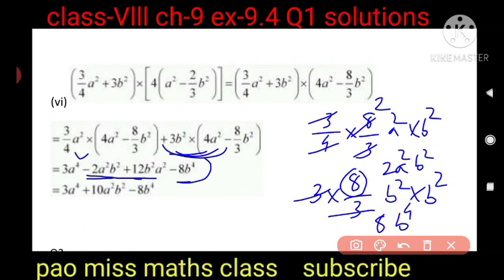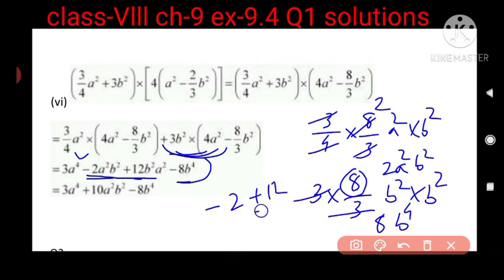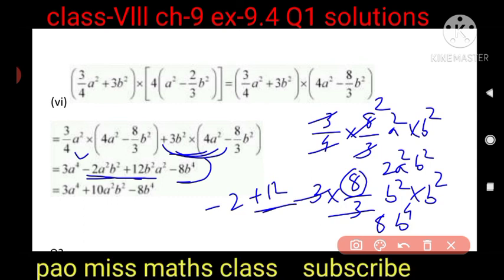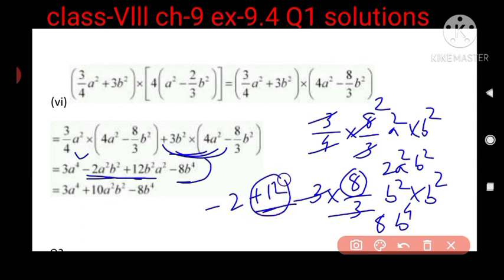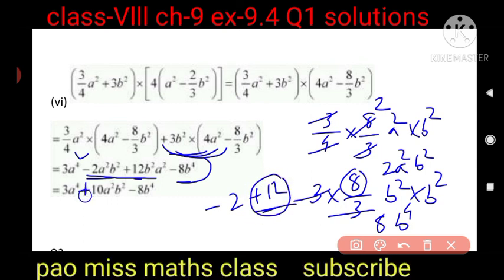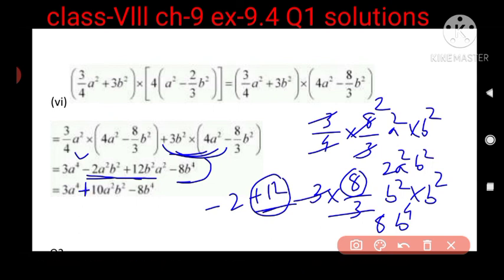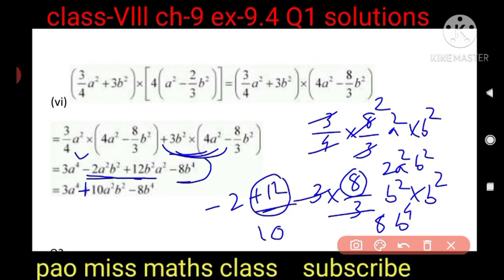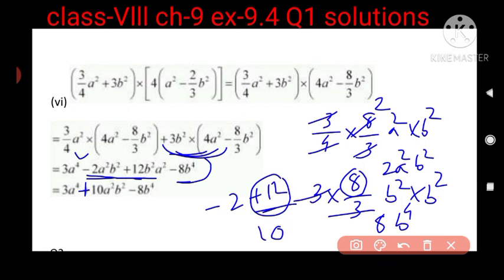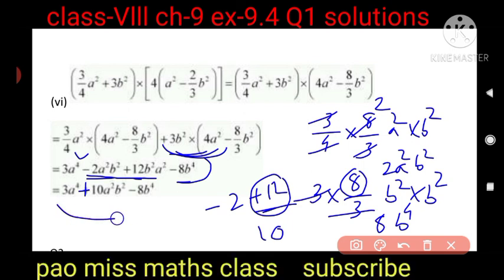So what are the numbers here? Minus 2 plus 12. Which is greater here? 12 is greater, isn't it? Minus 2 plus 12. So which is greater? 12. That means the sign will be positive. Okay, this is confirmed. Sign will be positive. Now 12 minus 2 is equal to how much? 10. So it will be 10 a square b square. Then minus 8b to the power 4. So this is the answer for question number 6.